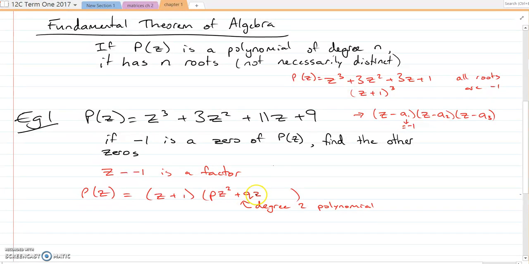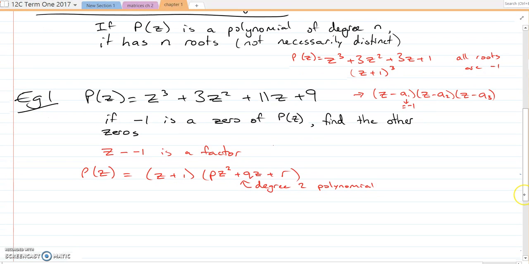Some number of z's and some number, just a number. Okay, we'll do a different method in the next example. So we need to find these numbers, and then we'll need to factorize that. Alright, so when we expand this z plus 1 times all of this, let's expand that.